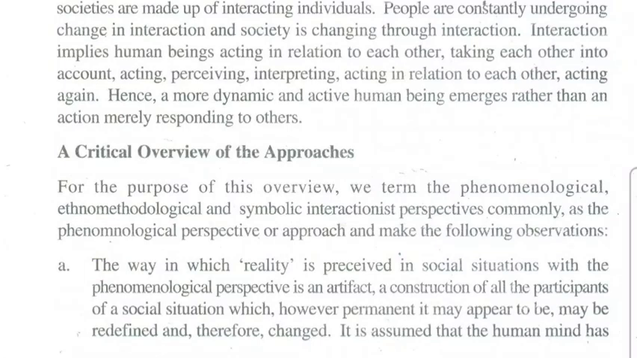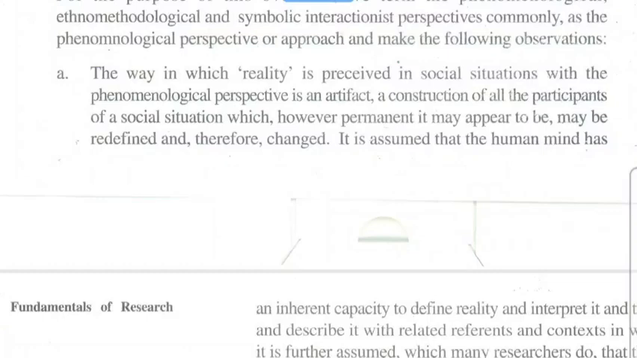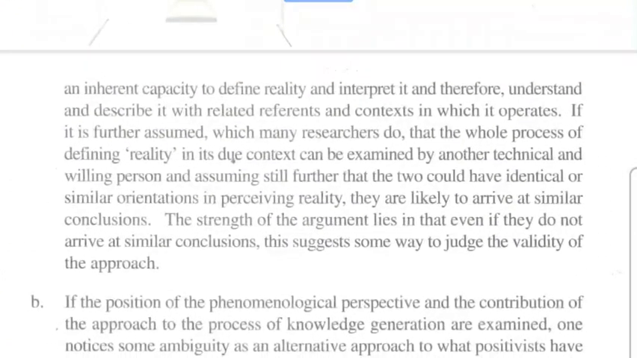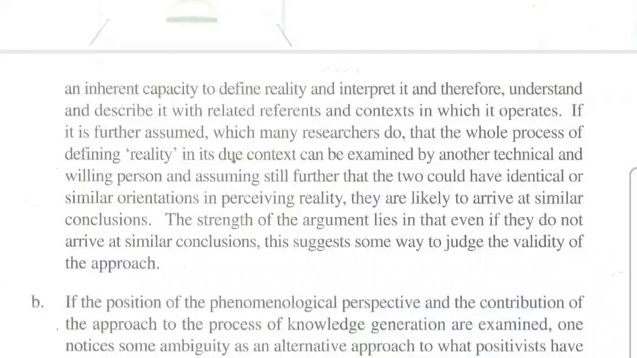A. The way in which reality is perceived in social situations with the phenomenological perspective is an artifact, a construction of all the participants of a social situation which, however permanent it may appear to be, may be redefined and therefore changed. It is assumed that the human mind has an inherent capacity to define reality and interpret it, and therefore understand and describe it with related reference and contexts in which it operates.